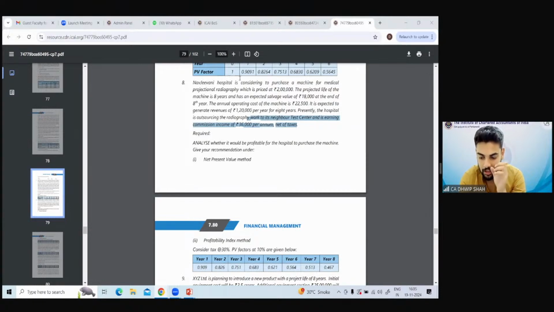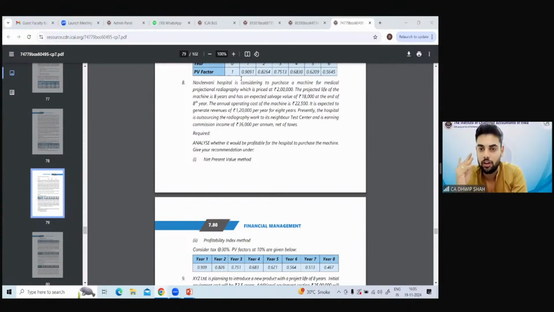No no no. Now the company, now the hospital. See, that assumption can be correct only when the question specifies, Neha. You cannot outrightly assume that now our hospital will earn commission income. No, that question has to specify.